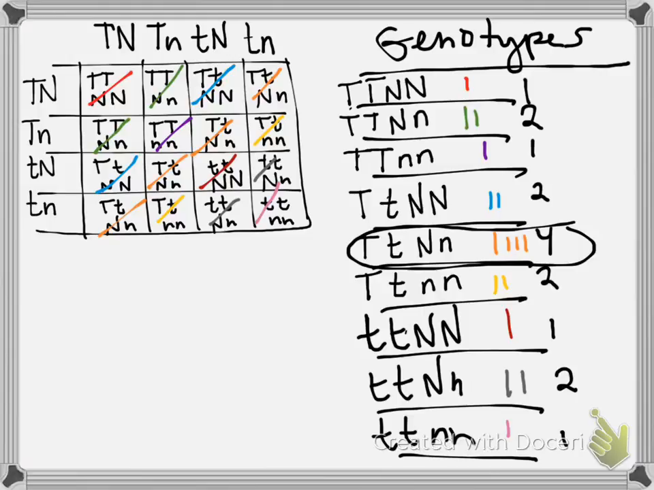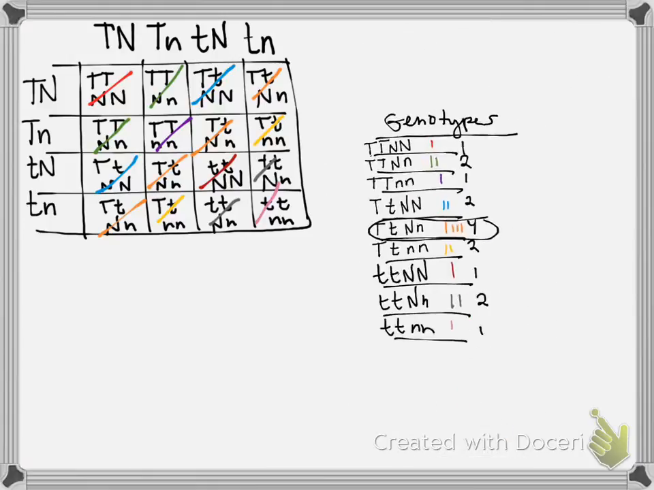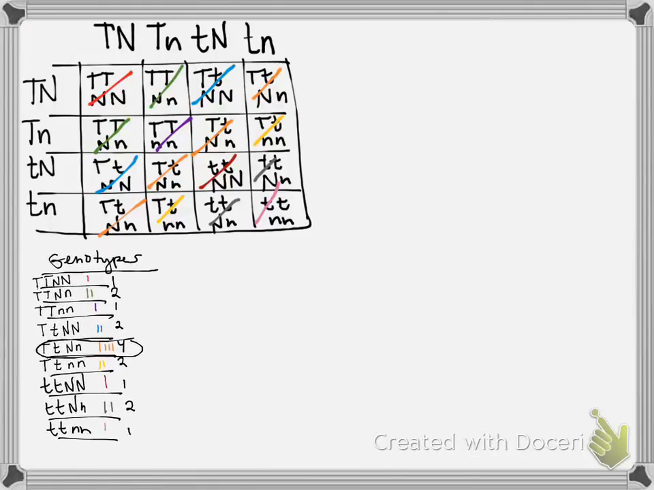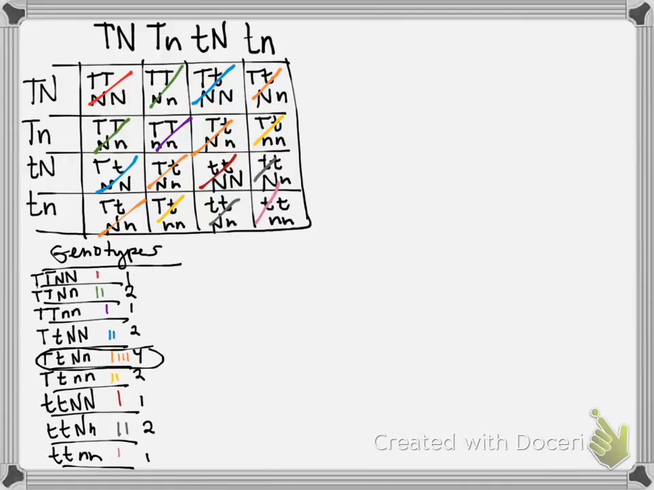Well, wait, first we have to do the genotypes, don't we? I'm sorry. We have to do the phenotype ratios. So let's shrink this. Let's look at the phenotypes. Okay. So what phenotypes do we have?